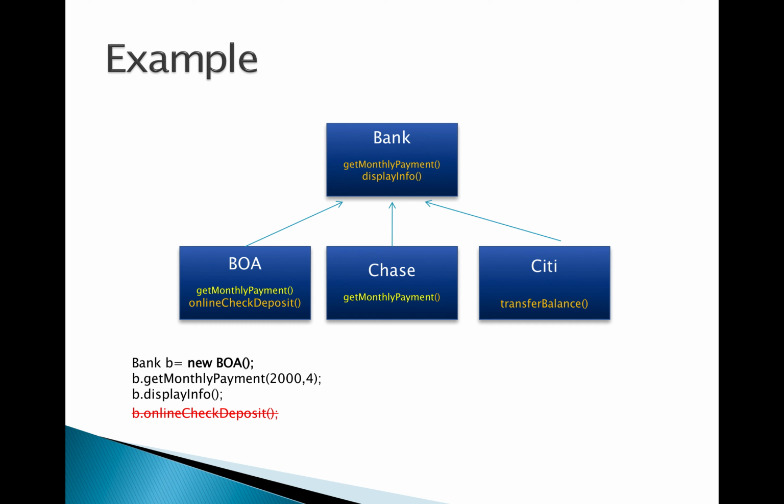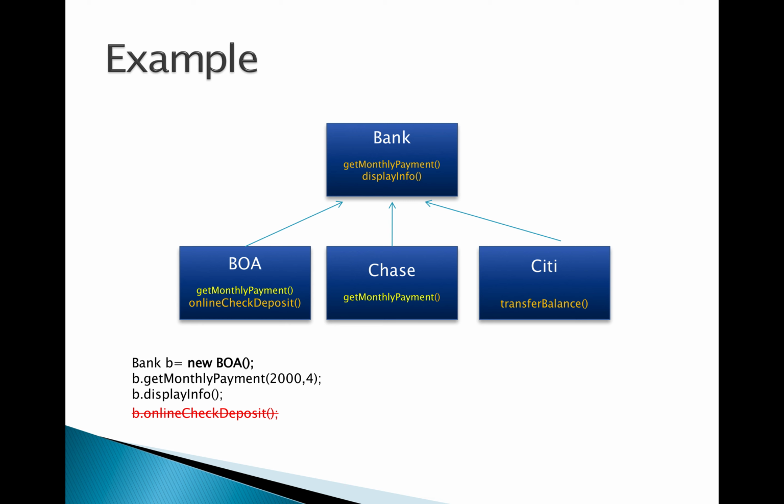Here is the problem. I'm using a Bank of America object only, that is clear, but whether I'm going to get a Bank of America object or a Chase object, I will know only when I run the program. But this check is going to happen at compile time itself. So when I say b, what is b referring to? b is a Bank reference. Does Bank have any onlineCheckDeposit method? Bank does not have an onlineCheckDeposit method. So it is going to fail at compile time, saying that there is no onlineCheckDeposit method in Bank, so you cannot call it, even though at runtime you have a Bank of America object which has this method.